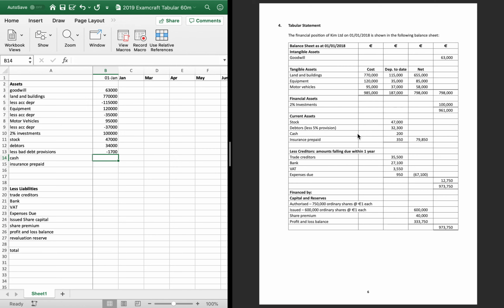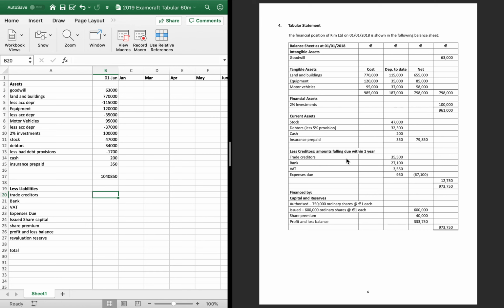Cash is 200, and insurance prepaid is 350. You should probably leave two lines, I suppose, for any extras that might go in. I'm just going to leave one because I've read through the question already. I know there's actually nothing extra to go in. So now our liabilities.